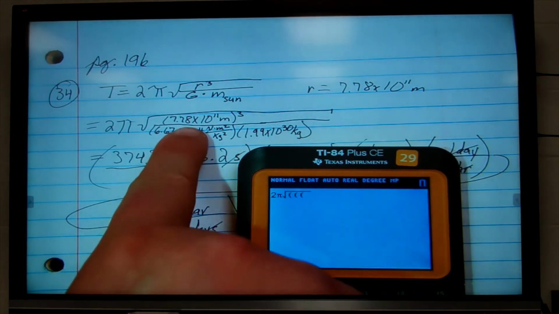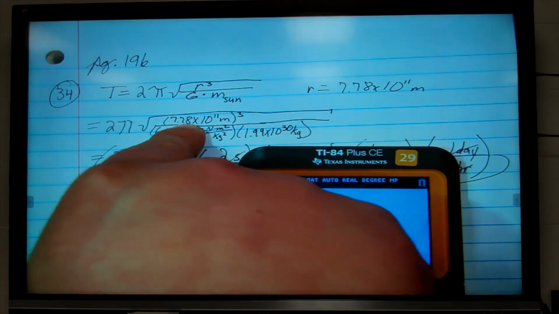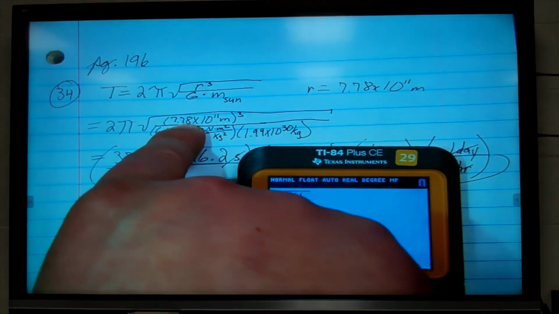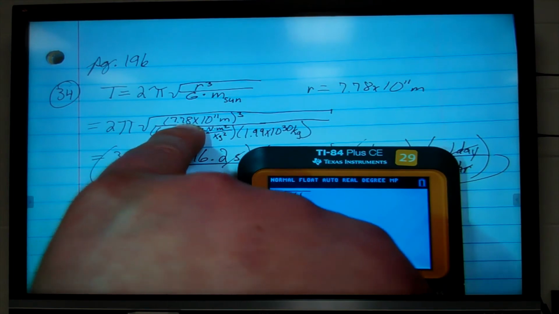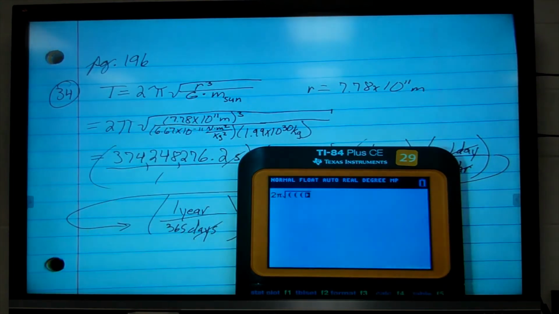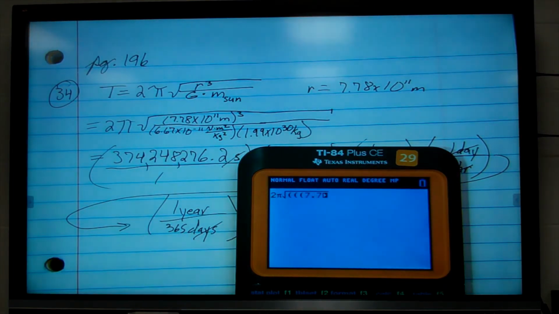You see this number here where it's an exponential? Anytime I'm dealing with an exponential number, I always put it in parentheses so that nothing gets messed up. So in this case, I'm going to type in 7.78 times 10 to the 11th. Then I'm going to close the parentheses off. When I close those parentheses off, that's closing my exponential number, okay? Then I'm going to cube it.